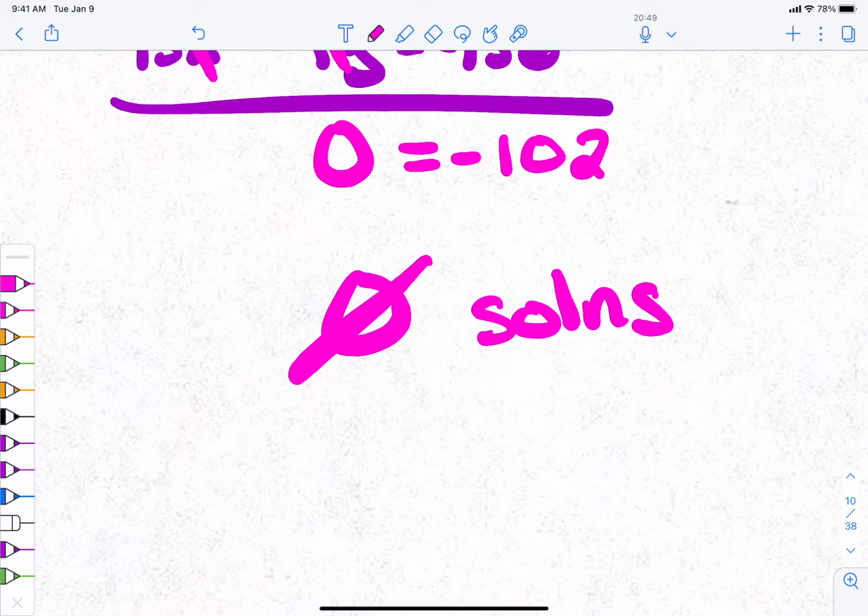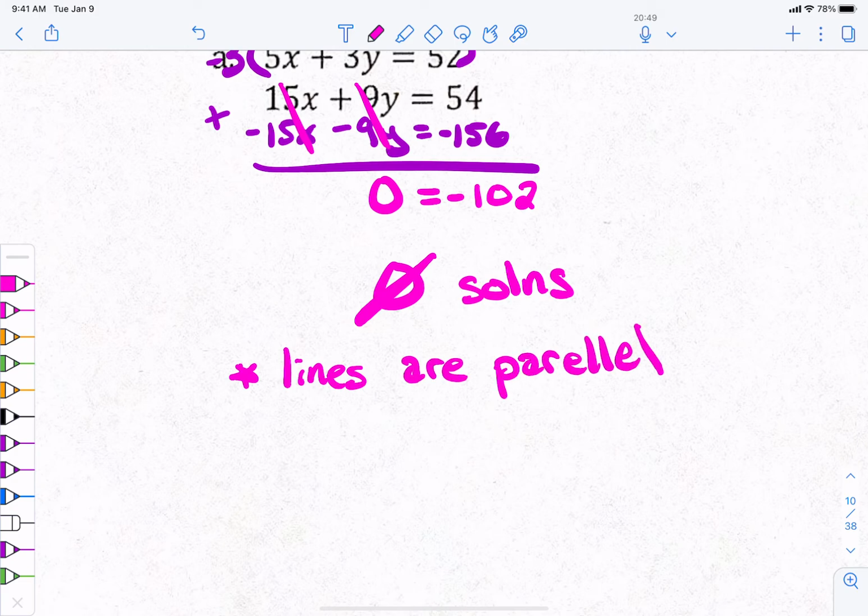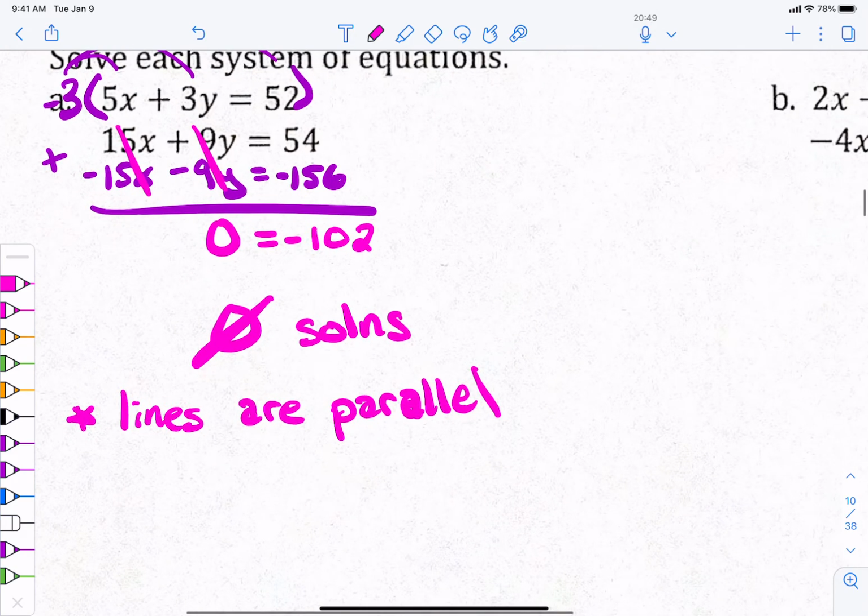If we were to graph this, what would these lines look like? You don't have to write this down, but they wouldn't cross, so the lines are parallel. P-A-R-A-L-L-E-L. The lines are parallel. If we were to graph them, those lines would be parallel. Make sense? So when you get to that point, you end up with weird things, right? Okay, let's do part B.